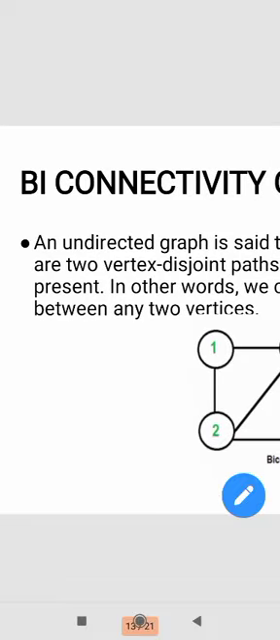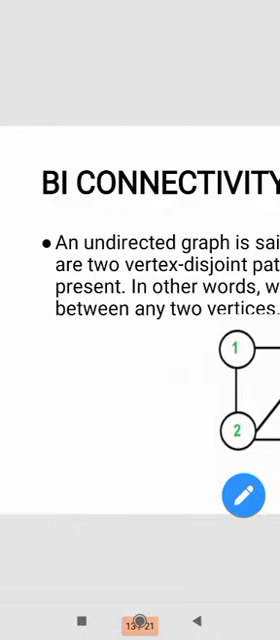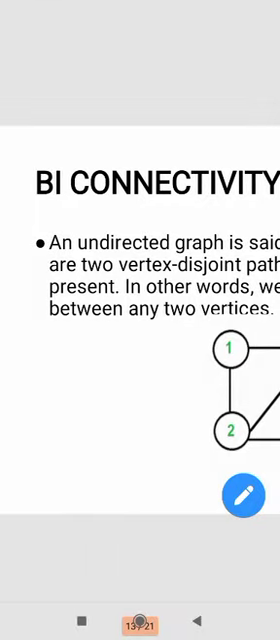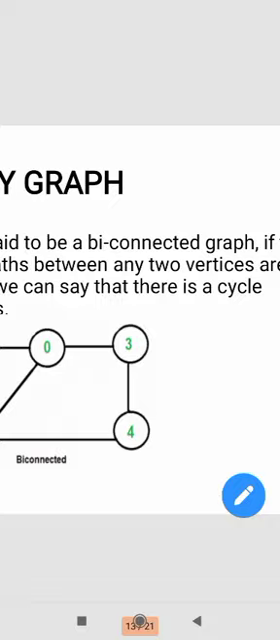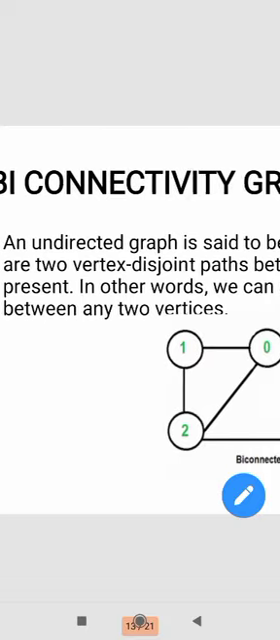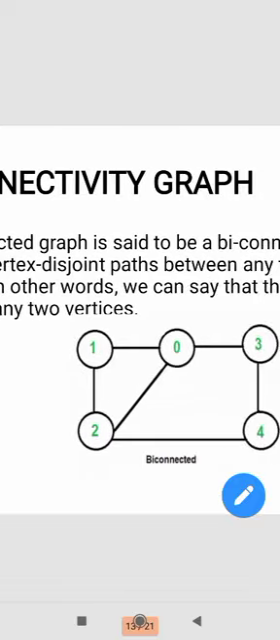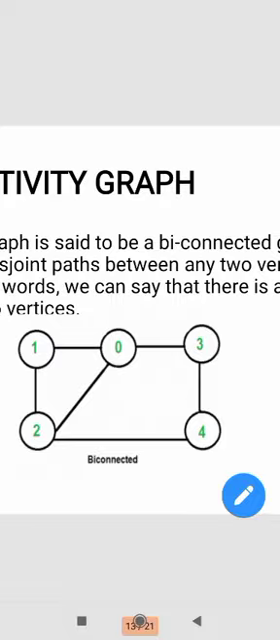So, connectivity of graphs. An undirected graph is said to be a bi-connected graph if there are two vertex disjoint paths between any two vertices. In other words, there is a cycle between any two vertices. Bi-connected, see 0, 1, 2, it is bi-connected. It is forming a loop, interconnected. Same way here, 0, 3, 4, 2.